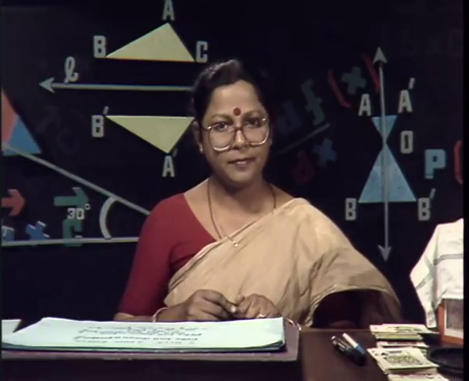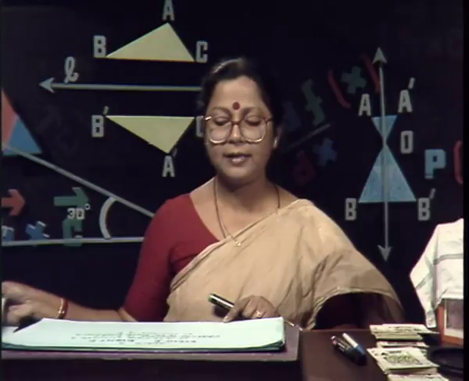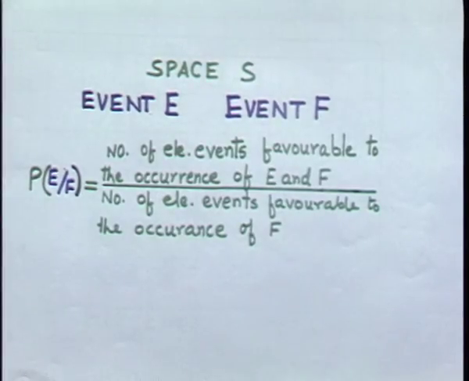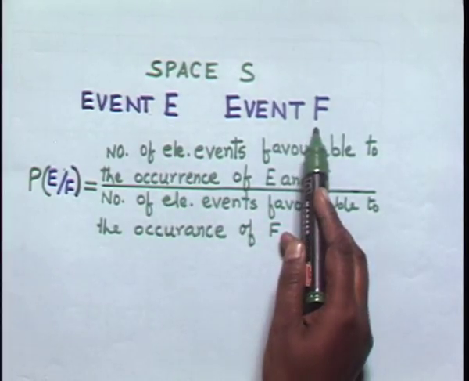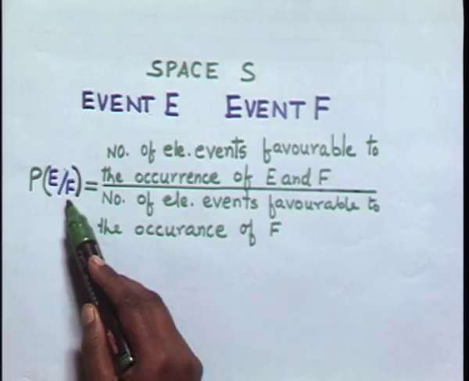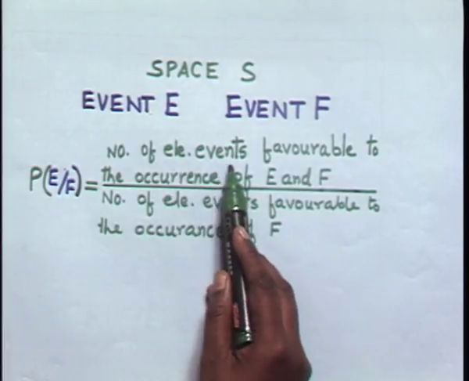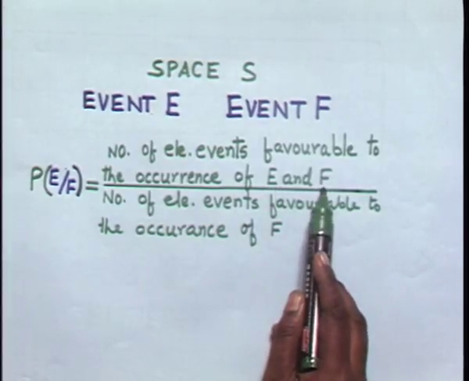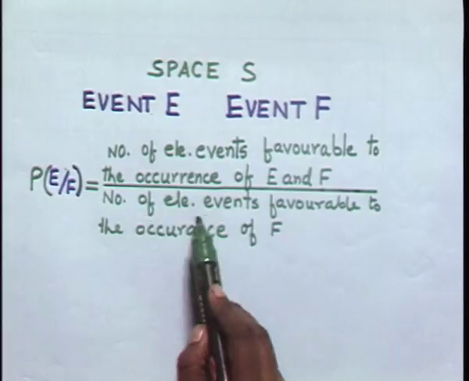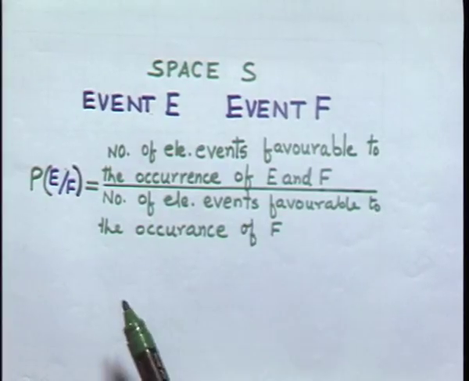In a random experiment, if E is an event and F is an event which is known to have occurred, then the probability of event E when it is known that event F has occurred is written like this, and it is given by the number of elementary events favorable to the occurrence of the event E and F upon the number of elementary events favorable to the occurrence of the event F.